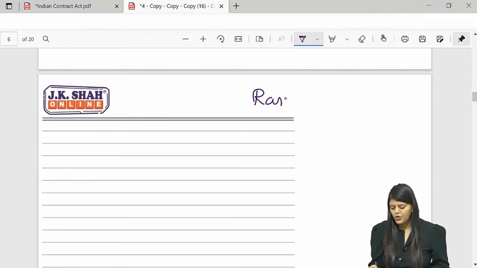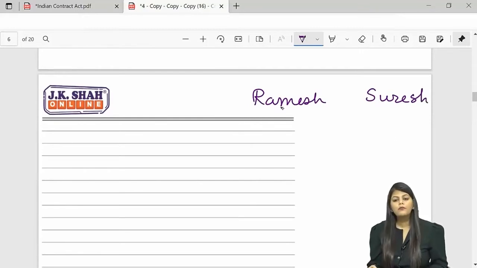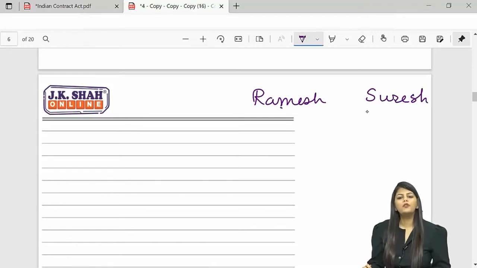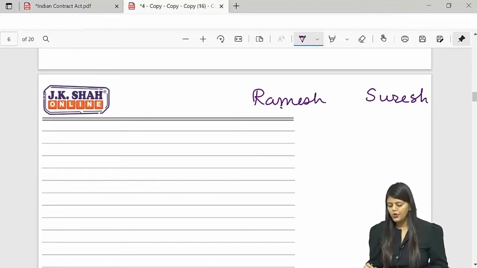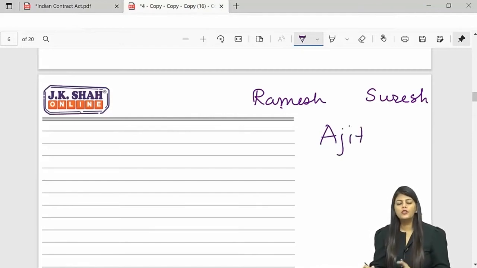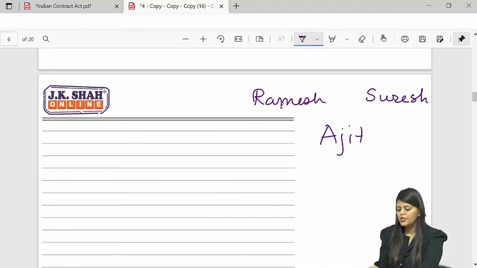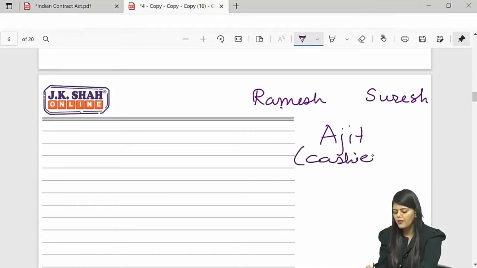So there was one Ramesh and there was one Suresh. Ramesh told Suresh that, look, I am in need of a cashier. You have a good person, I can appoint him. So Suresh says, there is one Ajit. He's a good person. He's a very honest person. I can guarantee you. Ramesh says, but I don't know him. Suresh says, don't worry, I'm guaranteeing you his honesty. He's so honest, by chance if anything happens and if he runs away or something, I'll give you full money. So Suresh is giving guarantee for Ajit to Ramesh.